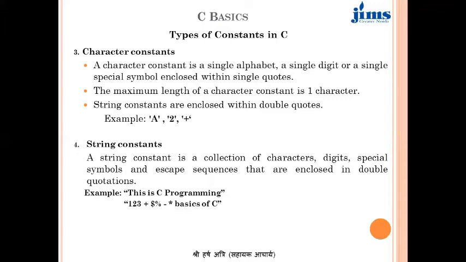String constants. A string constant is a collection of characters, digits, special symbols, and escape sequences that are enclosed in double quotations. Within the double quotes, if I write "this is a C programming", this is a whole sentence, so this is a whole string. If you want to write a string, it must be written between double quotes. Digits like 1, 2, 3 plus special symbols can be written between the double quotes, and it will be accepted as a string.